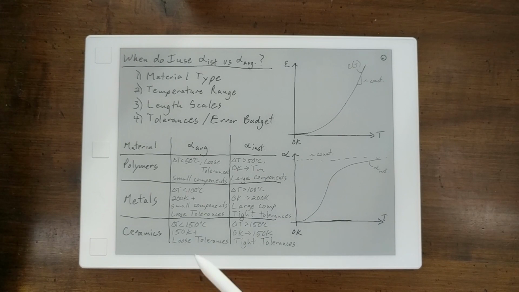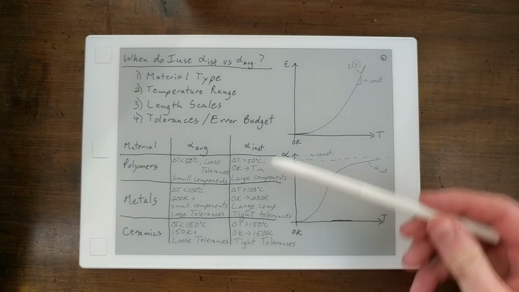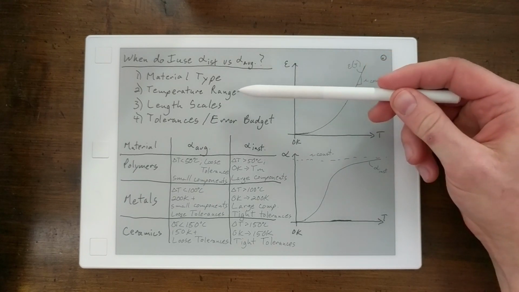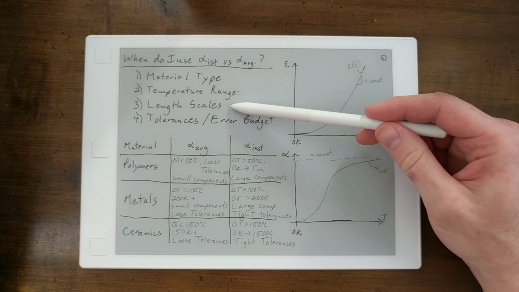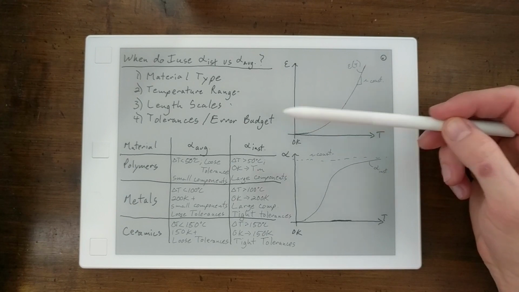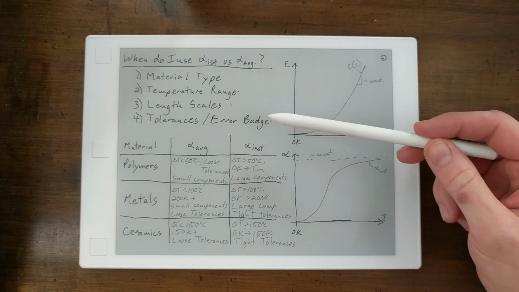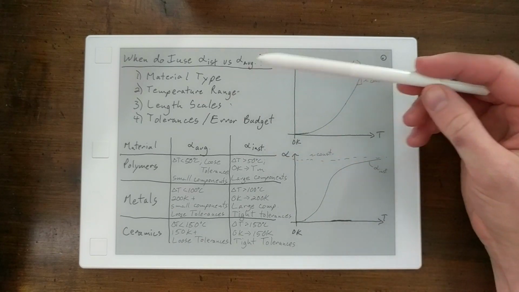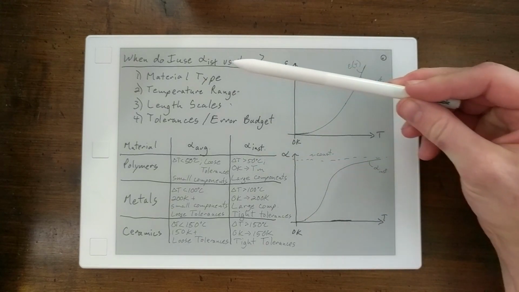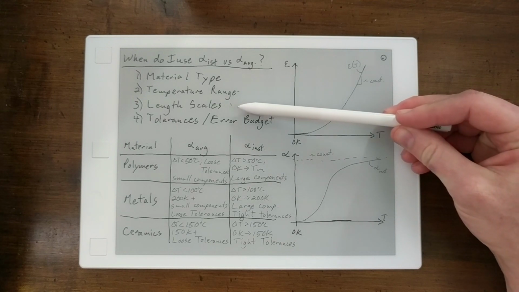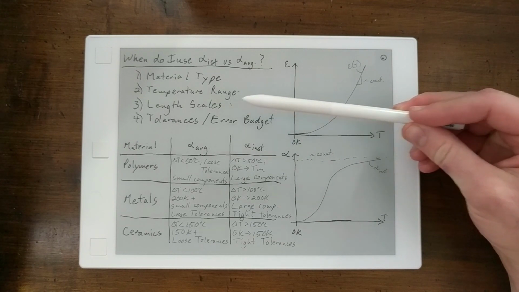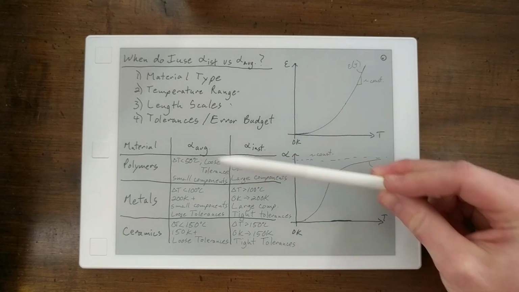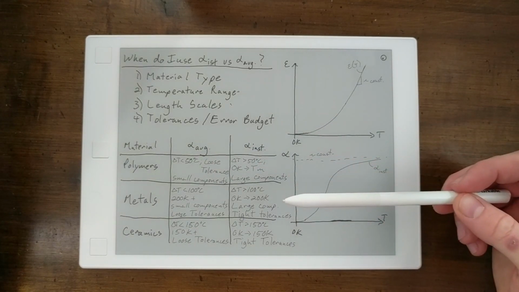Now, these are rules of thumb, of course, but again, if you're using polymers, if you have a large temperature range, if you have large components, and you have tight tolerances, you're going to want to use the instantaneous CTE. If you're on the opposite side of the spectrum, using metals or ceramics, small temperature range, small length scales, and fairly loose tolerances, then you can use the average CTE very easily.